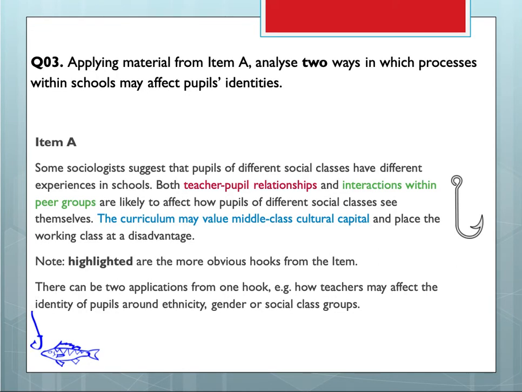Here, some of the more obvious hooks have been highlighted. It is advised that you start each of your two paragraphs with a quoted statement from the item and then develop it to answer the question. You then need to apply the hooks successfully to processes. Here, those would be things like labelling, use of language codes, subcultures, streaming, and crucially, how it has impacted on the pupil's identity. Typical studies to appear would be by Bernstein, Becker, Lacey, and Archer to demonstrate pupil identity based on class, gender, or ethnicity.